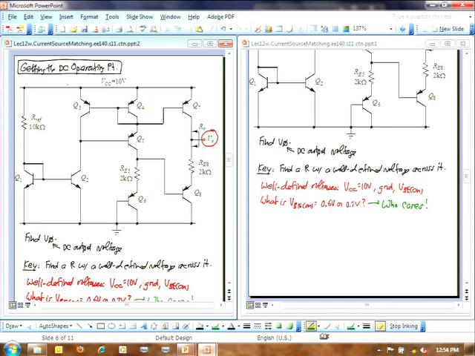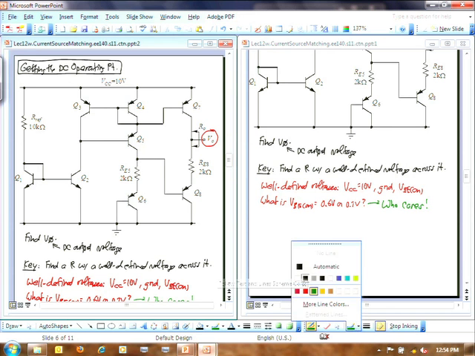And so what we're going to be able to do is say that VBE is a known voltage. And so wherever I see a base to emitter for these transistors, that's a VBE on.